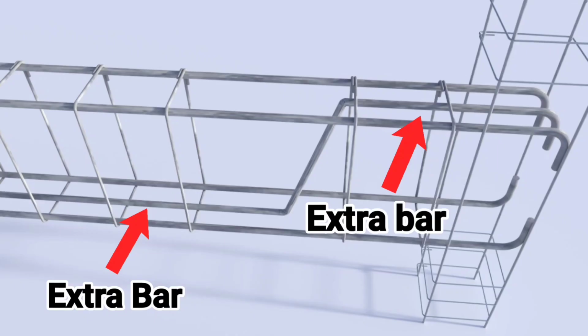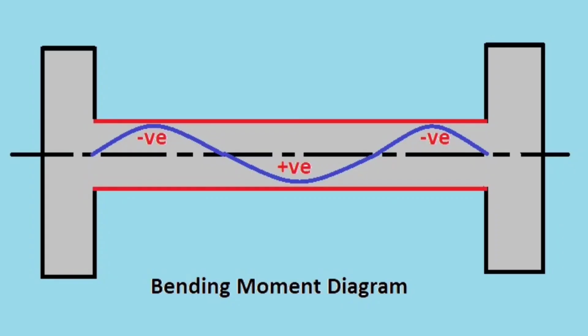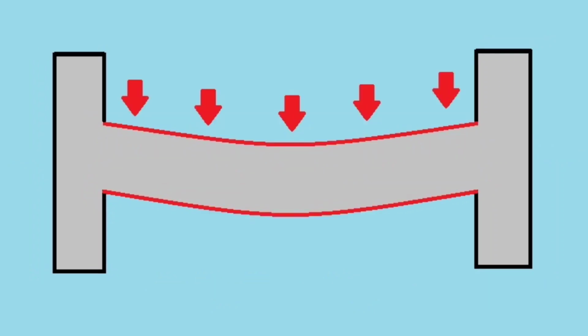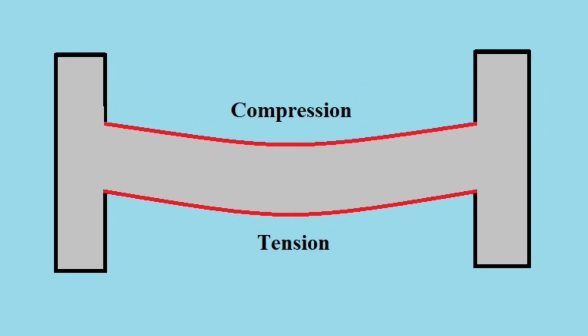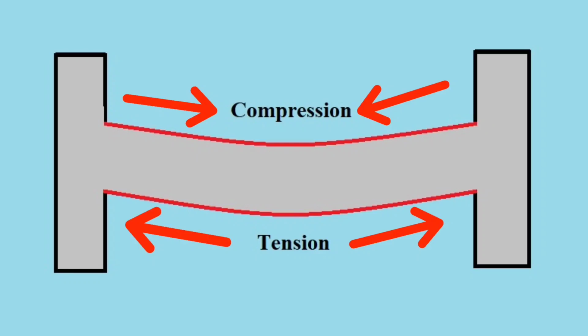Extra bars are provided to resist positive and negative tensile forces acting in the beam. In simple words, the beams are subjected to bending due to uniformly distributed load acting on it. The beam experiences compression on the top half and tension acting on the bottom half.